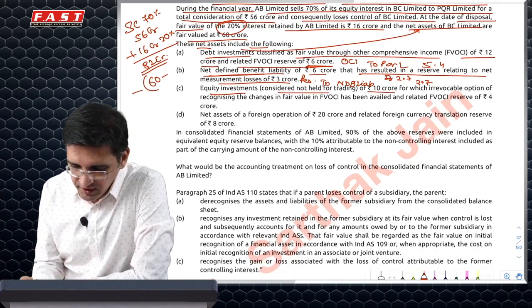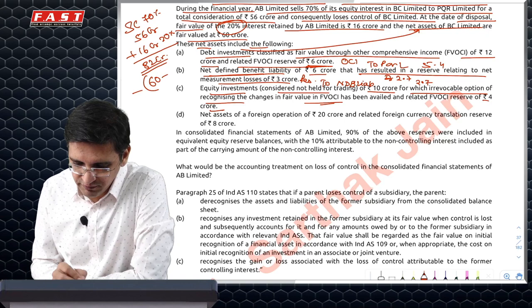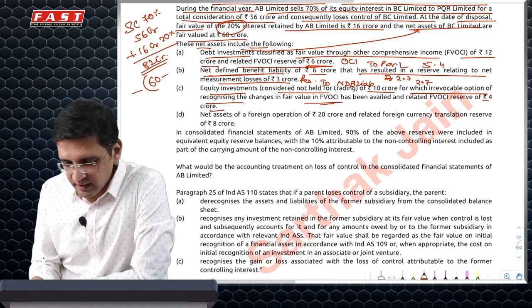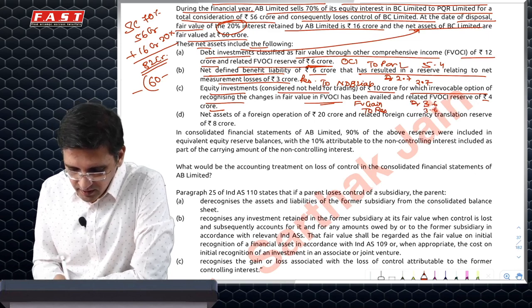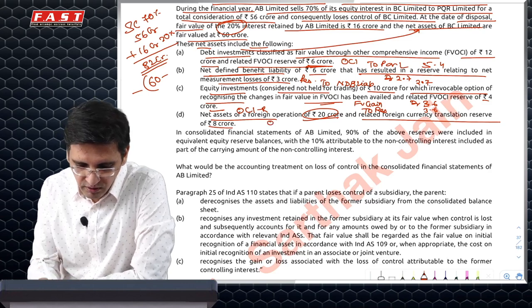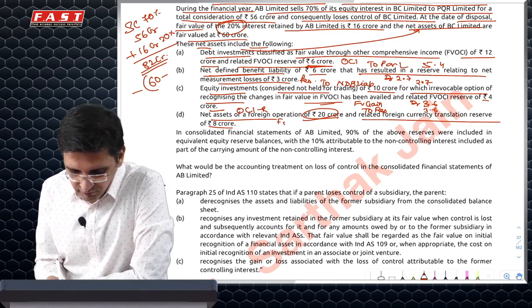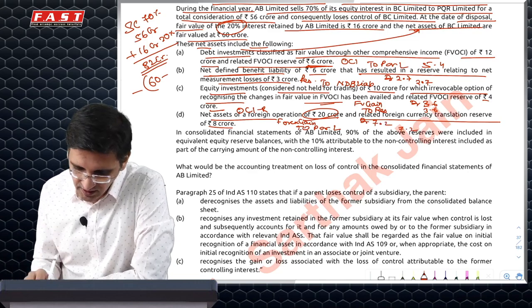Equity instrument not held for trading, 10 crore, irrevocable option of FVOCI. So this is also FVOCI-NR. So here there was a gain of 4 crores. So again I'll have to credit my reserves. So fair value gain to reserves and not to PRL. And this will be 3.6. And foreign operation, 20 crores, and the reserve was 8 crores. So this will be OCI-R. So this will be transferred to PRL. So I'll have to book foreign exchange gain reclassified to PRL of 7.2 crores. So this will additionally happen.